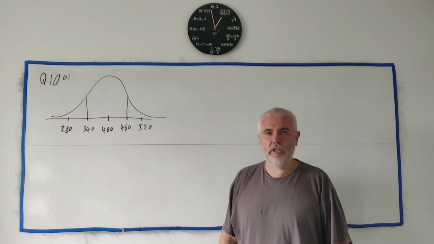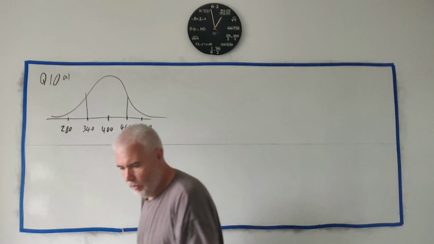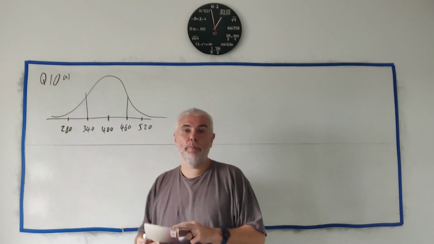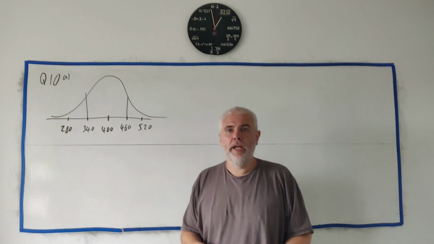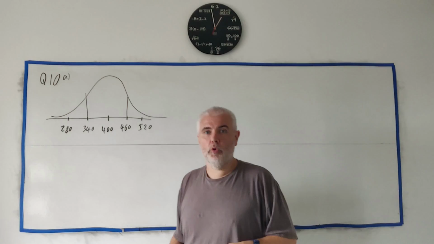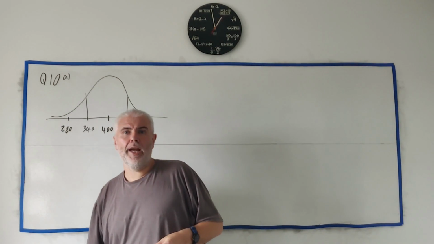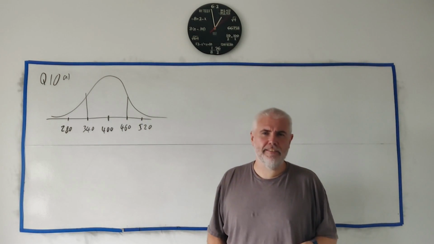In part 2, they want us to use the normal distribution. They want us to use the table of numbers in your formula book to work out the proportion of students worldwide who would score above 420 on a test.